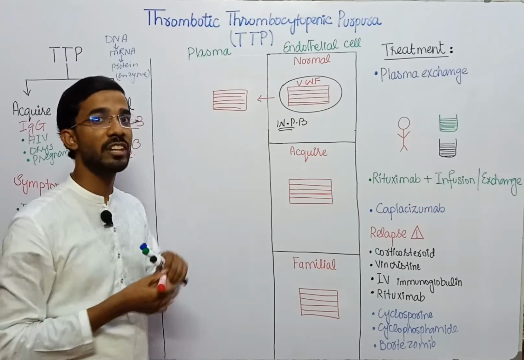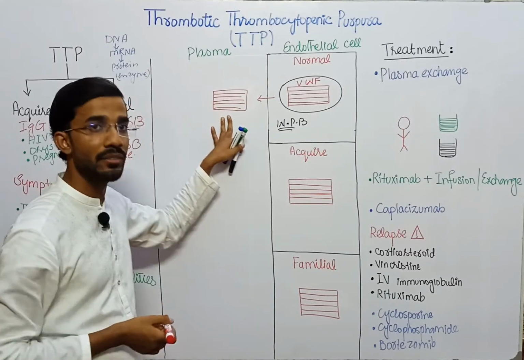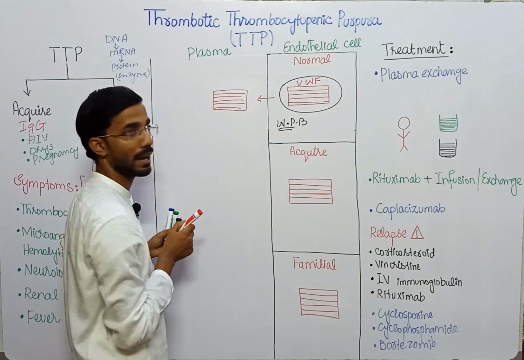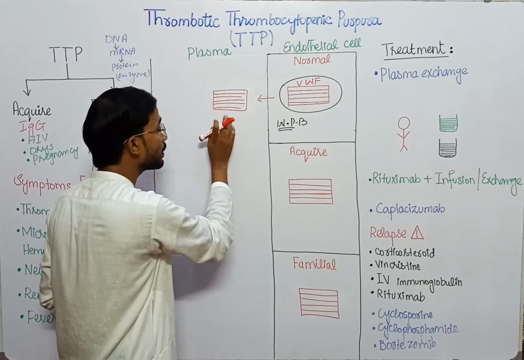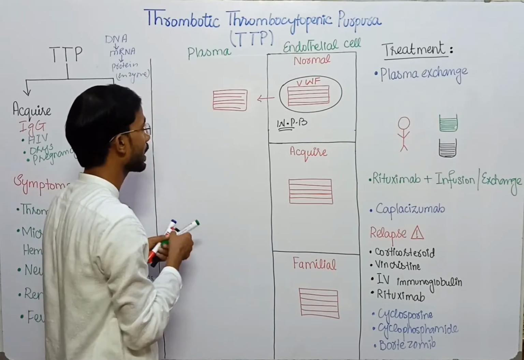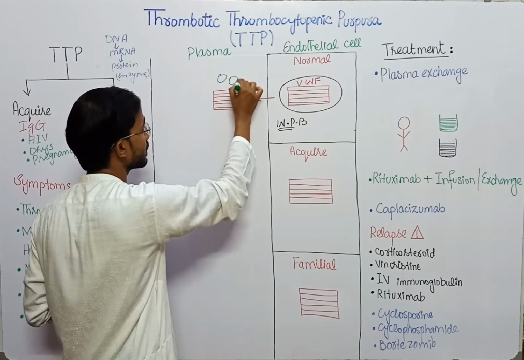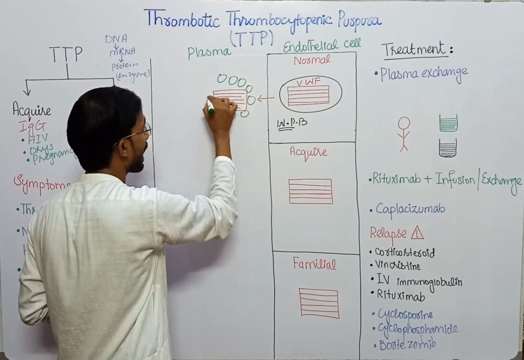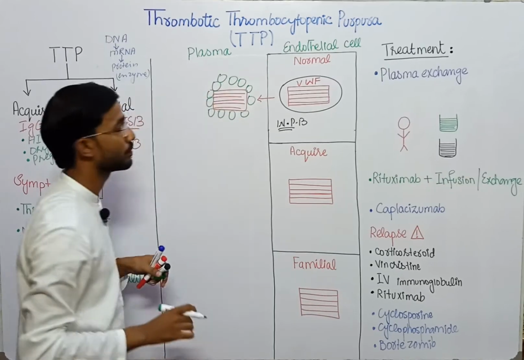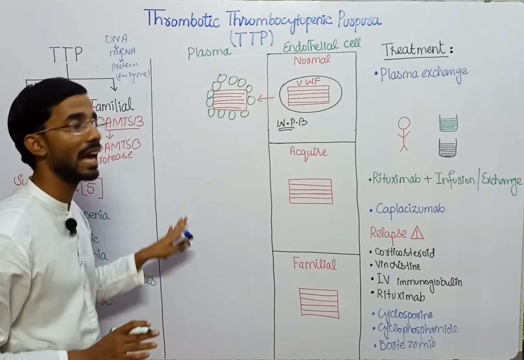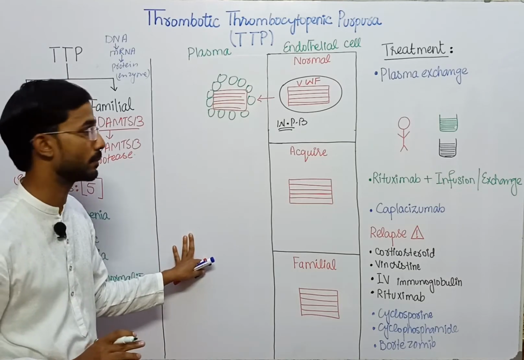Von Willebrand factor is active only in multimeric form. Here this is the multimeric form. In the multimeric form, it attracts several platelets and forms aggregation along with the platelets, with the help of the von Willebrand factor.